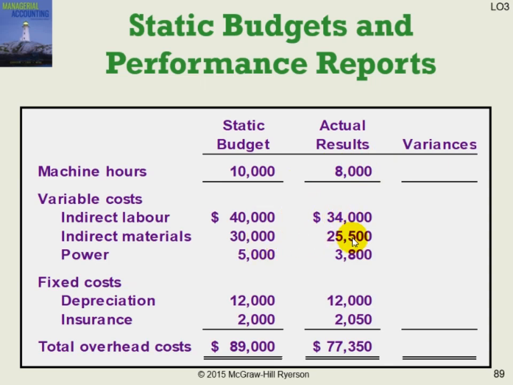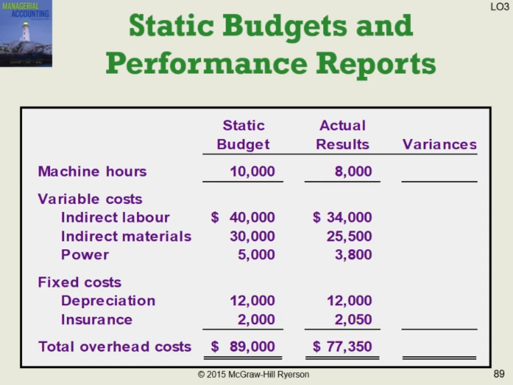We also notice there's a slight difference for the indirect materials and the power from what we would expect based on the variable cost per machine hour. We also have some depreciation numbers and insurance numbers which represent our fixed costs. Depreciation is just an accounting calculation, so we wouldn't expect to have any variance there, but for insurance we actually have to pay somebody outside the organization, so we paid an extra $50 more than we were expecting, and it's a fixed cost, so it shouldn't change.